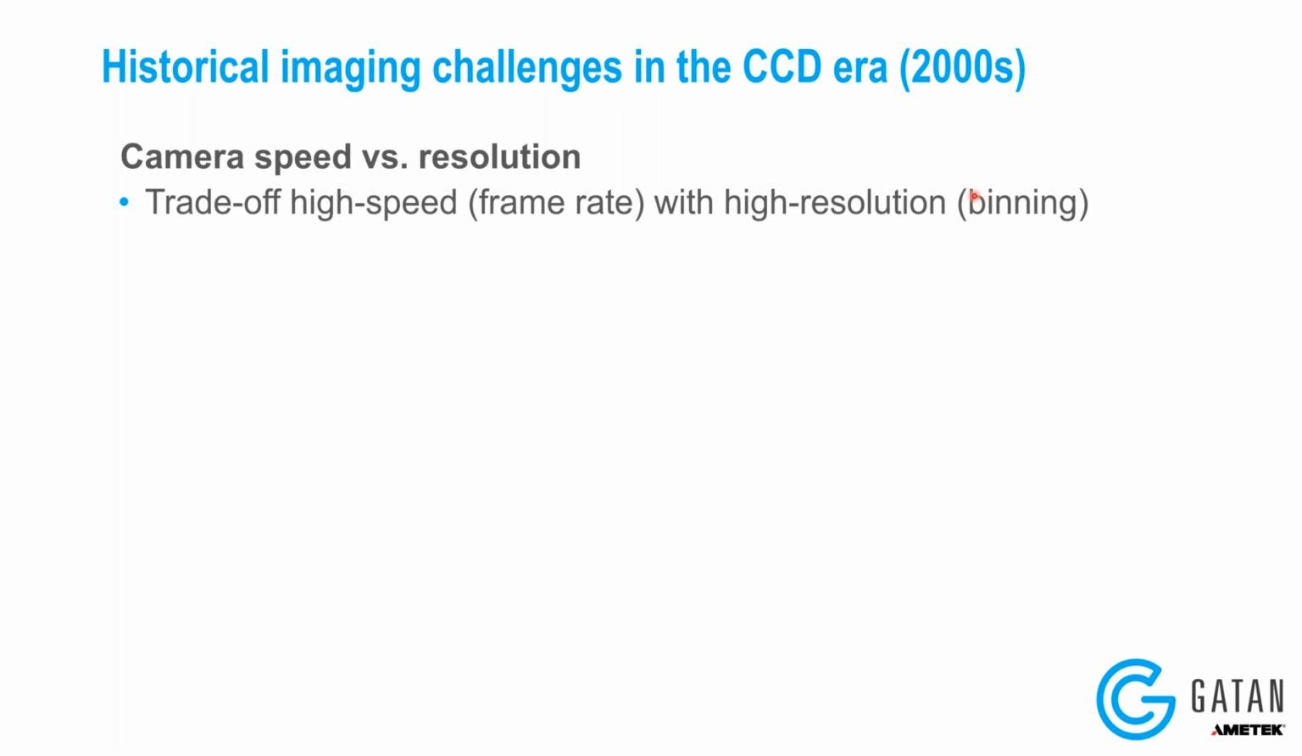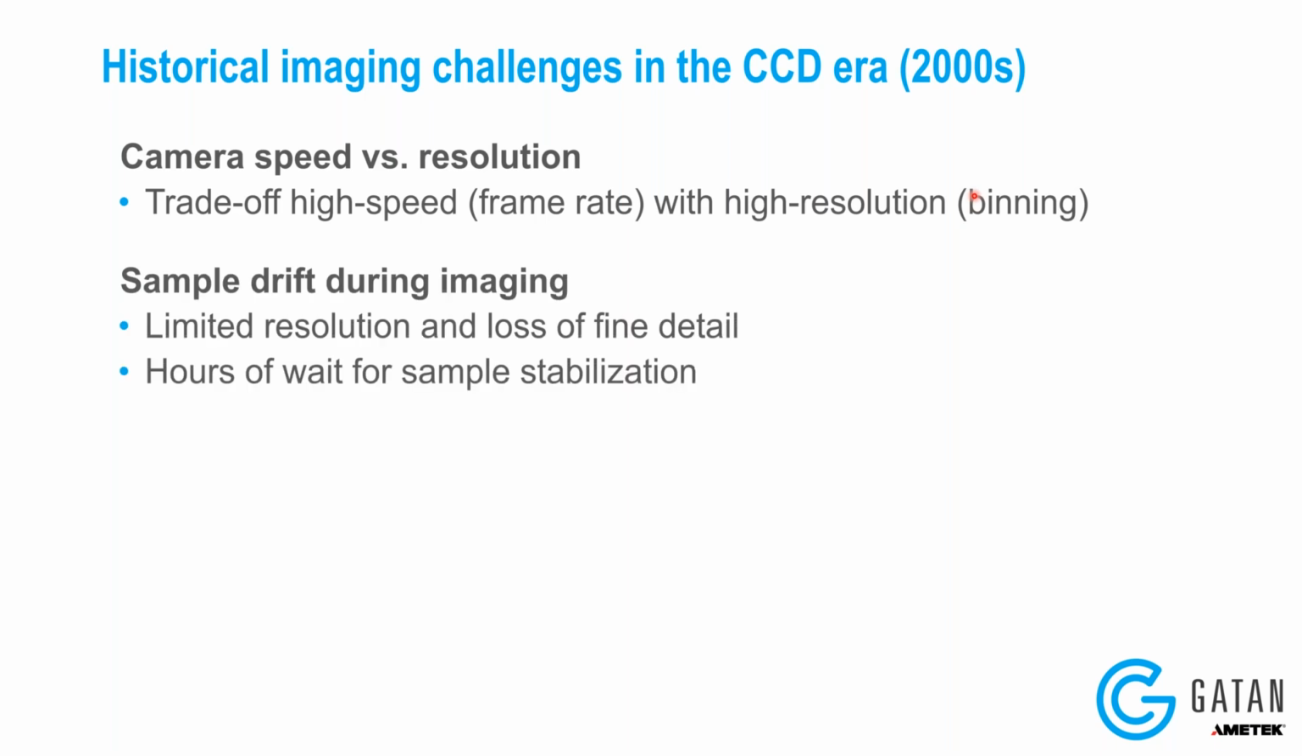But if you wanted to have moderate frame rates to do anything, for example, in situ related or navigating around on your sample, then you had to dramatically reduce the image resolution that was possible from the camera.